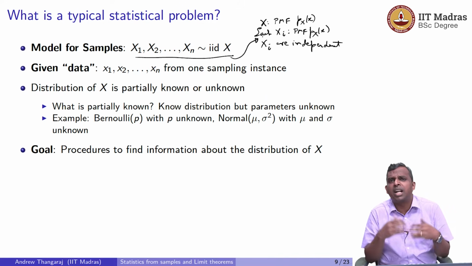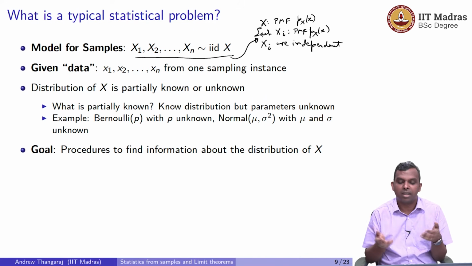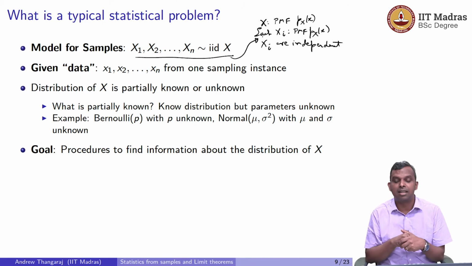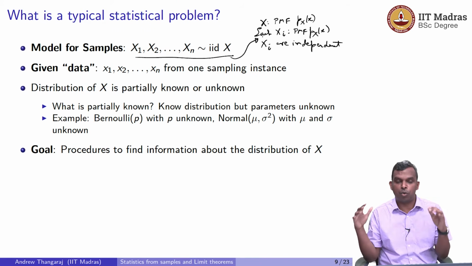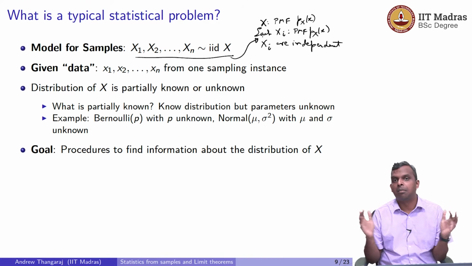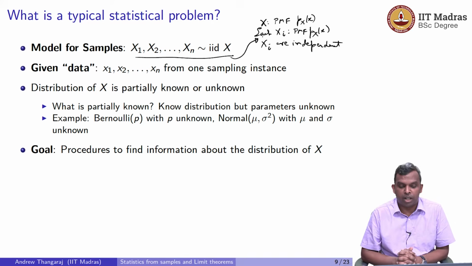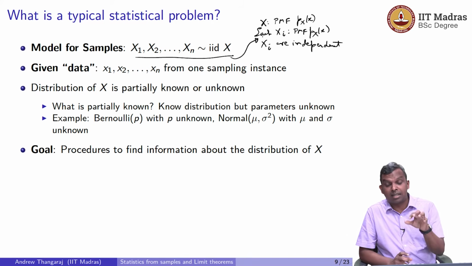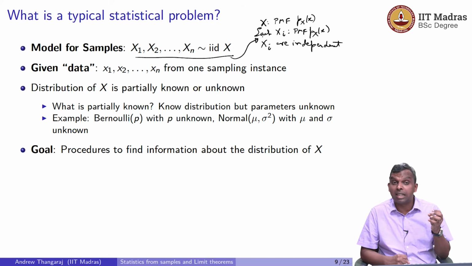So if X were continuous, let's say it's normal(0,1), then of course each X_i will be continuous and it will have the same density as X, and they will all be independent. So if you want to do any joint distribution, you can simply multiply the marginals and you will get a joint distribution. Okay, so that's the model for the sample, and the model for the samples is probabilistic. So that's where the probability will come in.